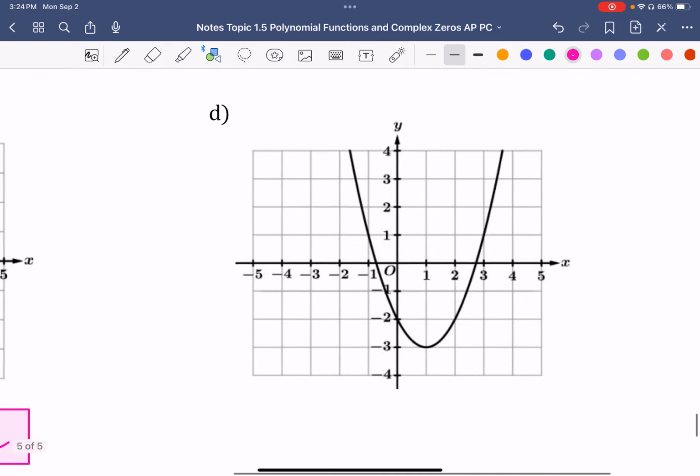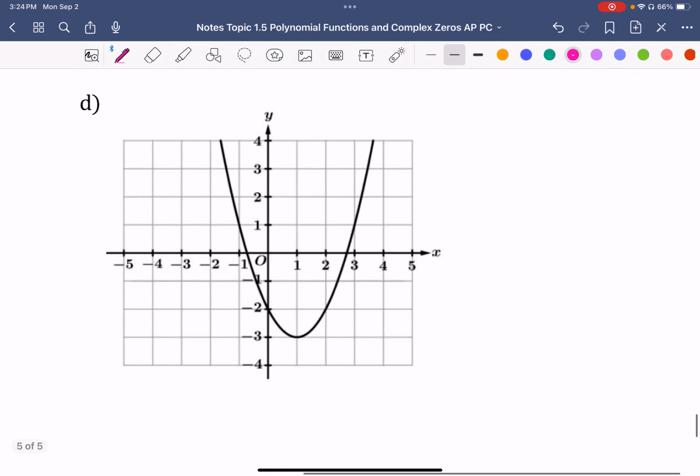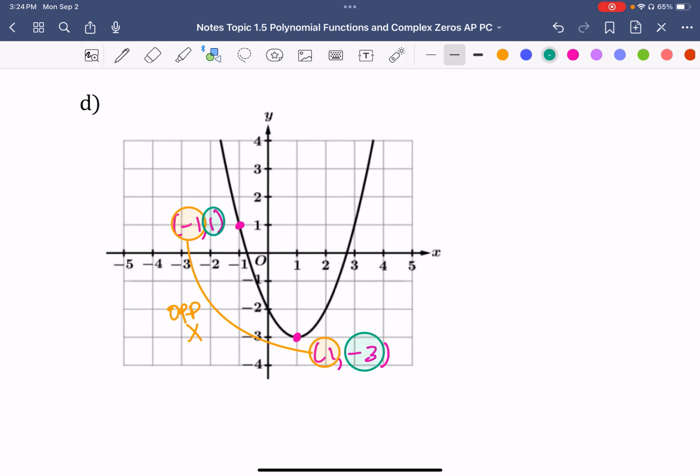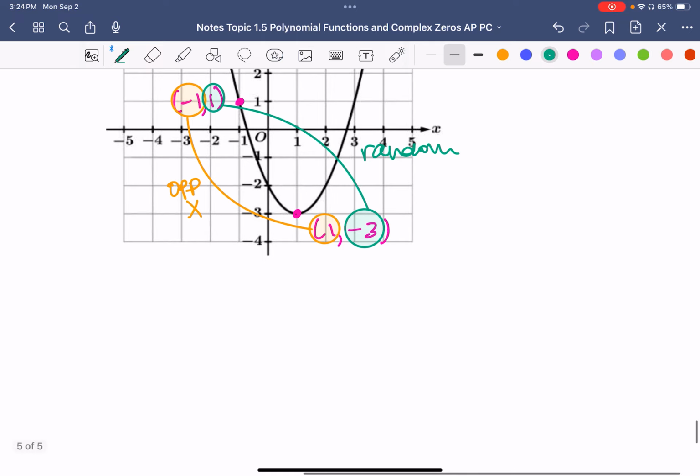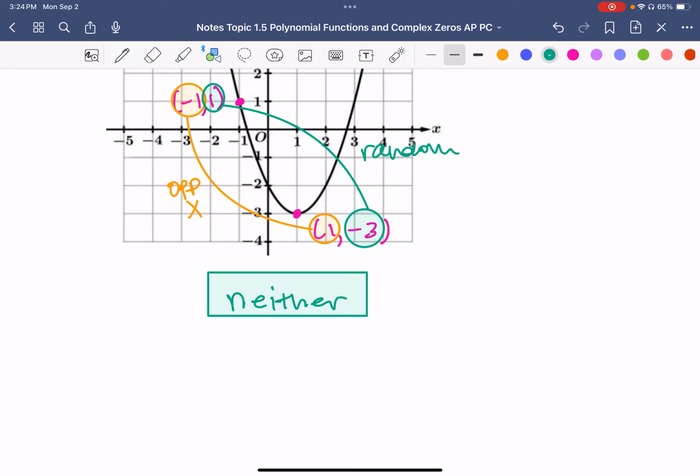Okay, last one. Look at x is 1 and negative 1. So at negative 1, my y value is positive 1. And down here at positive 1, my y value is negative 3. So my x values were opposite. I went from a positive 1 to a negative 1. But my y values went from a positive 1 to a negative 3. Okay, so notice that those are random. They are not the same number. 1 and negative 3 are not the same. So this is going to be neither even or odd.